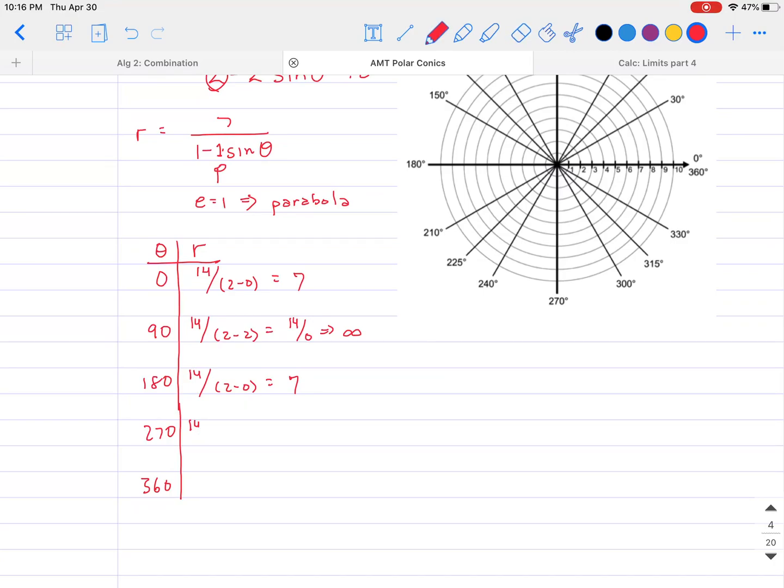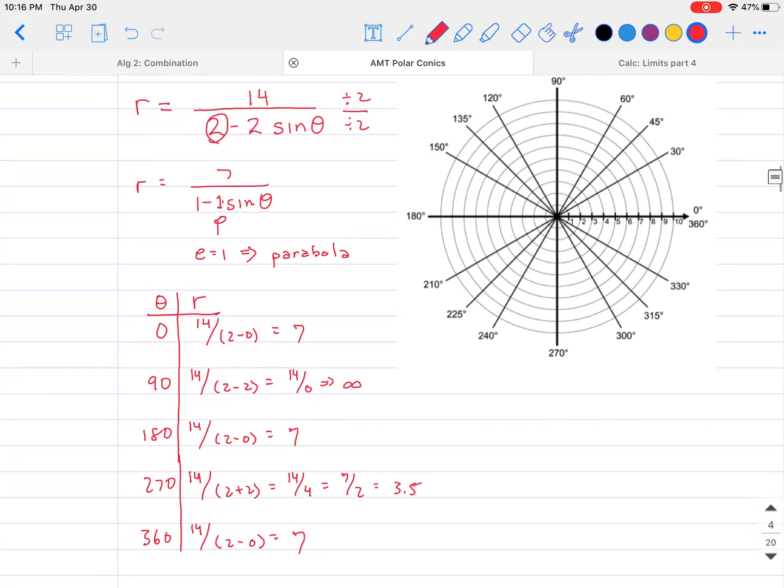Then we also have 270, which is going to be 14 divided by 2 plus 2. So that would give us 14 over 4, which is equal to 7 over 2, approximately 3.5. And finally, at 360, we get the same thing as before, which is 14 over 2. So the answer is equal to 7. You'll notice that it's going to be kind of weird because we only have 3 points to work with. But it's okay because remember, this is a parabola, and so we should expect something like that.